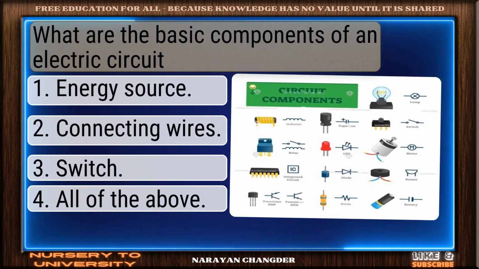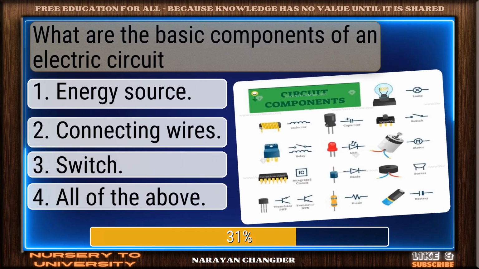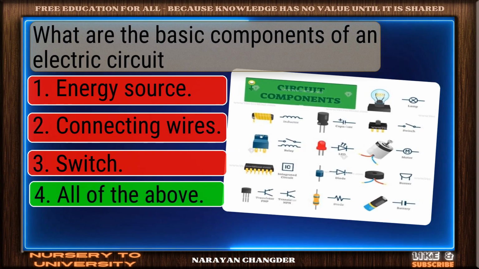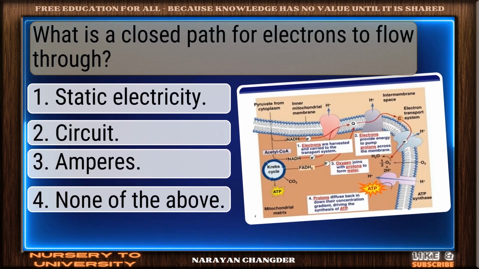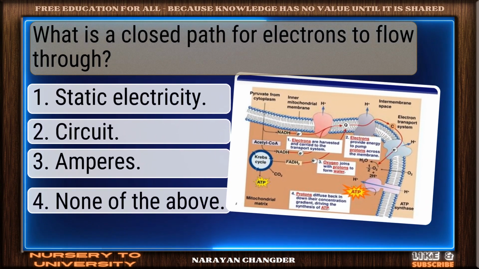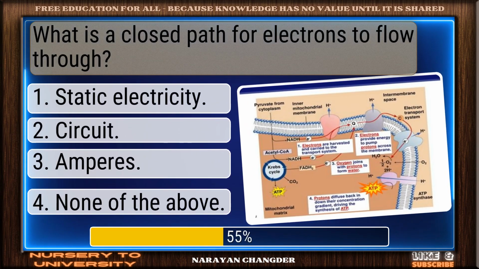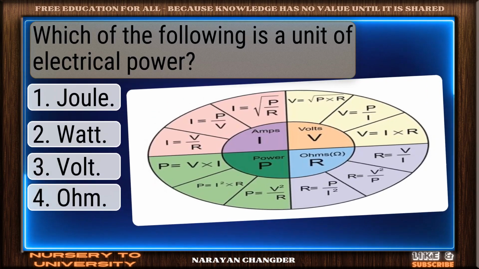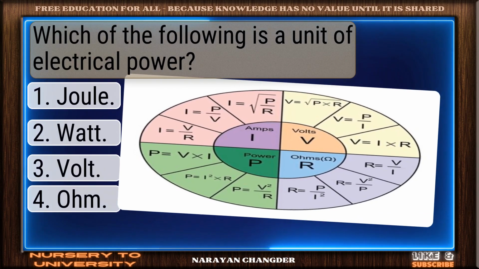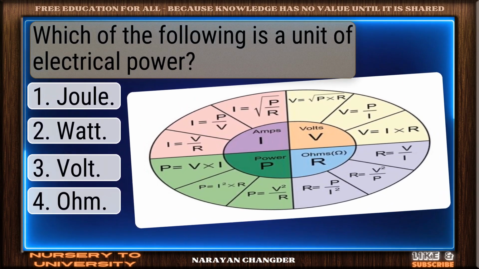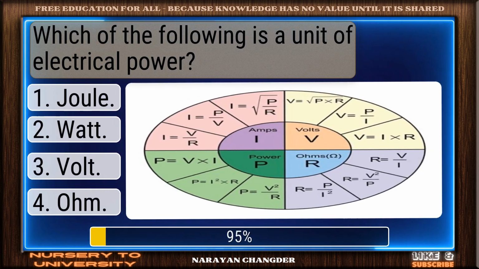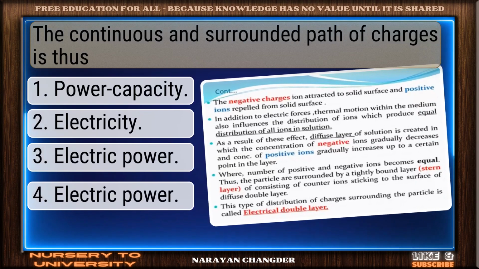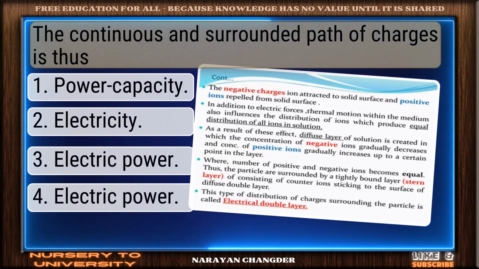What are the basic components of an electric circuit? Nice selection. All of the above is correct. What is a closed path for electrons to flow through? Correct response. Circuit is accurate. Which of the following is a unit of electrical power? Excellent. Watt is well reasoned.